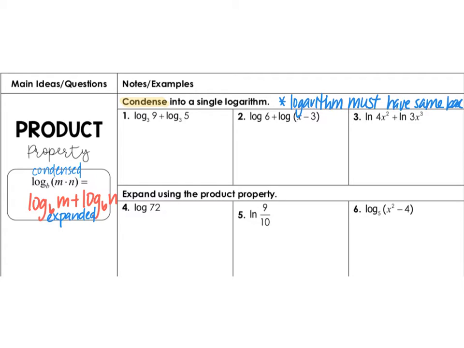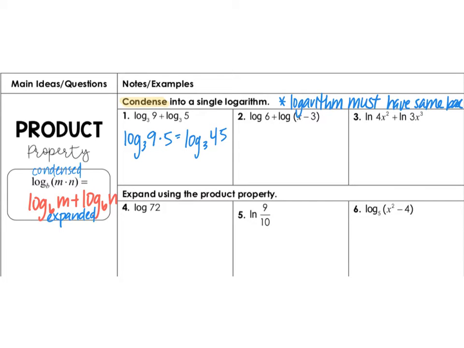So if we look at example 1, we have log base 3 of 9 plus log base 3 of 5. So this plus indicates that we're using the product property. So we just write this as log base 3 of 9 times 5, which simplifies to log base 3 of 45.